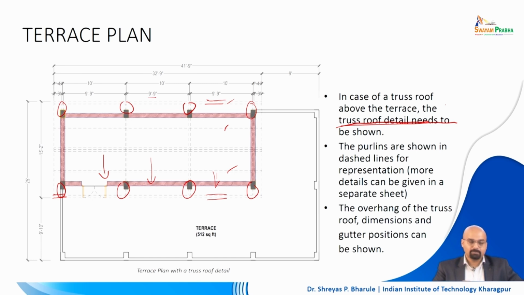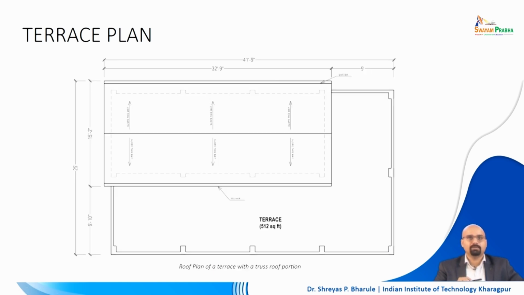Often when you have a sloping roof on top of a terrace plan, it is not expected that you will collect all the water in the terrace and then try to drain off the terrace, but it is always advised that you have a separate gutter for the sloping roof, the sloping covered area as well, which is very important.